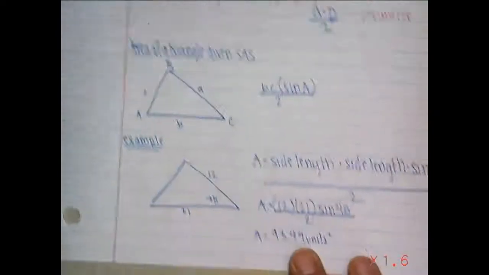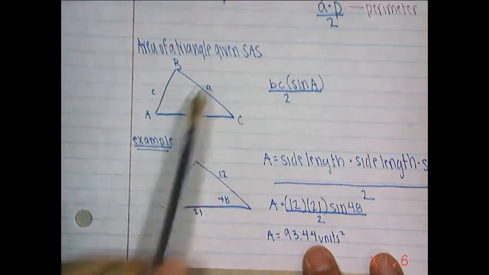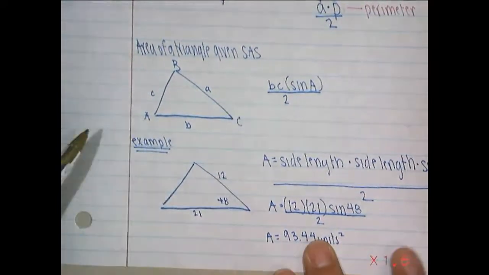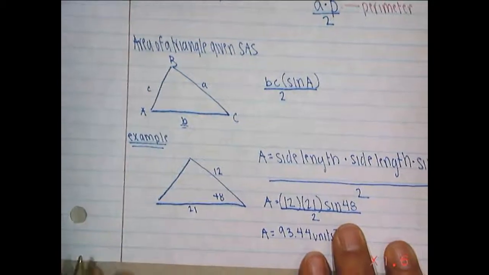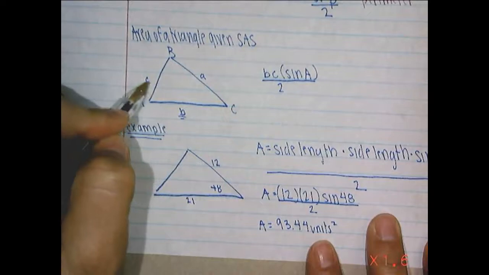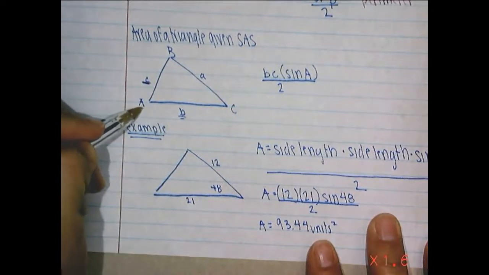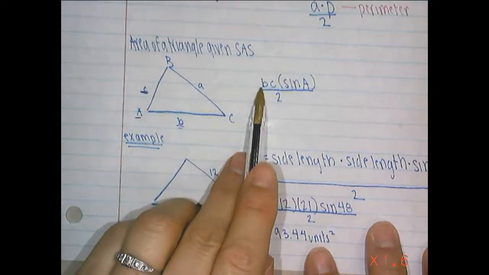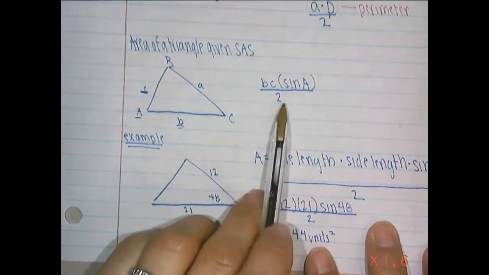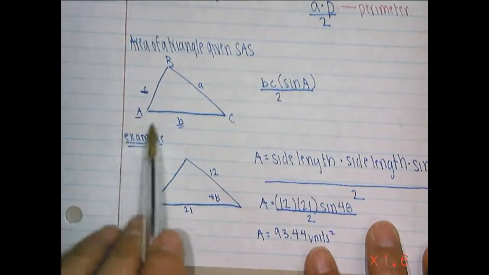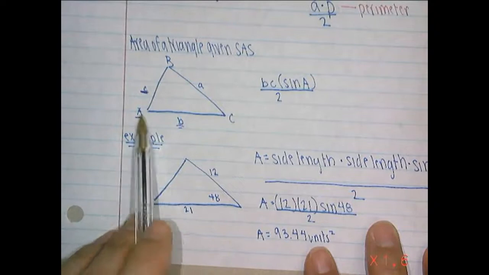Now I want to talk about finding the area of a triangle when you're given a side, an angle, and a side. So let's say that I know this side B, and I know this side C, and I actually know this angle A. You would take the two sides, B times C, multiply them together, and then multiply by the sine of whatever angle they gave you, and divide it by 2.